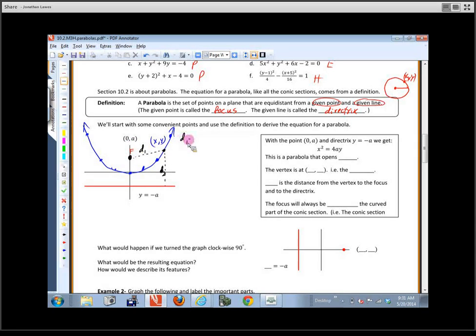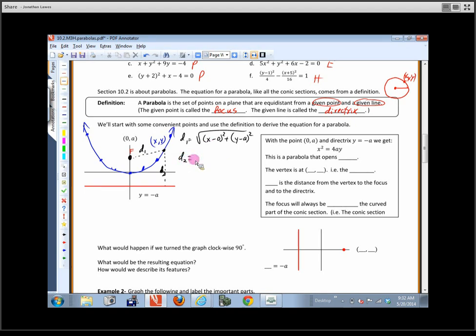So if I write down D1, D1 should equal a big square root of, remember the distance formula, the second x minus the first x. I'm going to find the difference between this x coordinate and that x coordinate. So it's x minus 0, quantity squared. And then I'm going to find the difference between the y coordinates. So this is going to be y minus a, quantity squared. Any questions there? I got this point on the curve, we called it x, y. I've got this given point, we called it the focus. Its coordinates were 0, comma a. And I got that from the distance formula. Any questions?